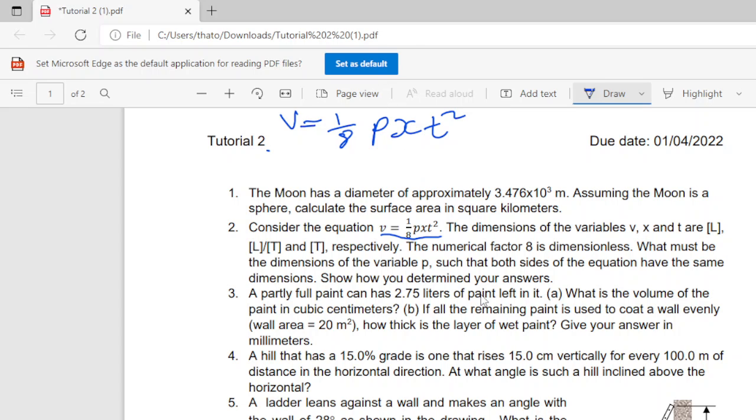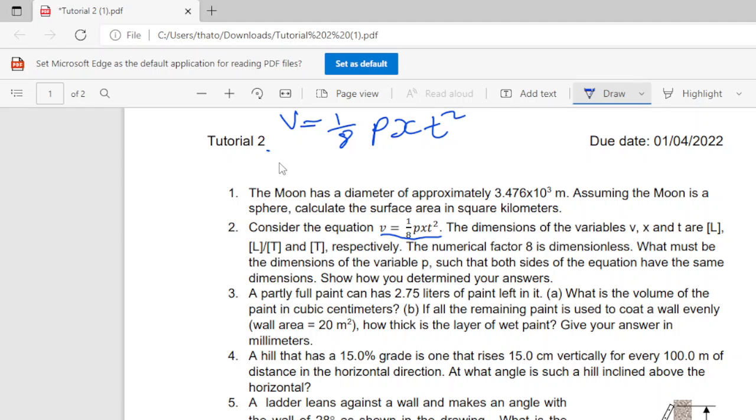Now looking at your question, it says what must be the dimensions of the variable p such that both sides of the equation have the same dimensions. Show how you determine the answers. They further told you that the numerical factor 8 is dimensionless, so this is just a factor. It's gonna be there in the final answer, but do not mind it that much because it's a constant, and it doesn't change.